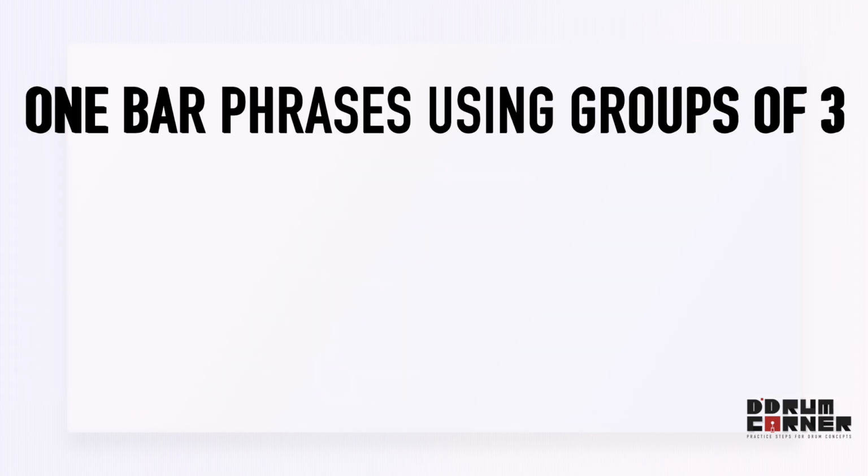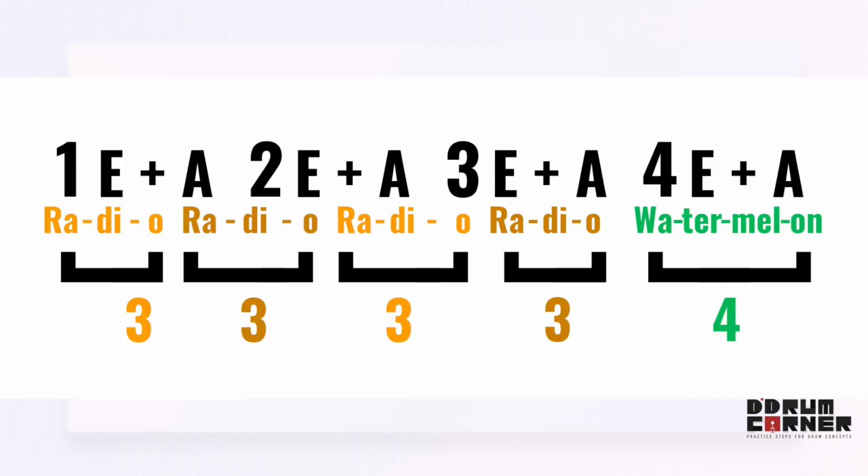1 E and a 2 E and a 3 E. Group of 3. Radio radio radio radio watermelon. 1 2 3, 1 2 3, 1 2 3, 1 2 3 4.